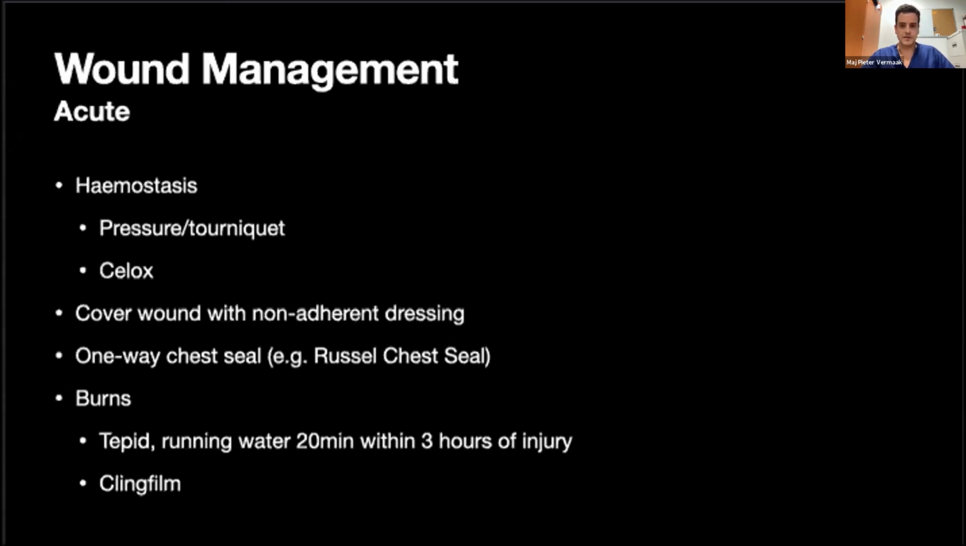You're going to look after those burns slightly differently. So first aid, really important in burns. So you want to put them under water. So not cold water, just tepid water. You don't want to make them hypothermic. For 20 minutes within 3 hours of the injury. Definite proven benefit. Wrap them up in cling film and take them to your nearest burns unit.